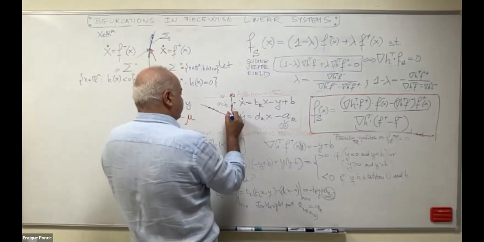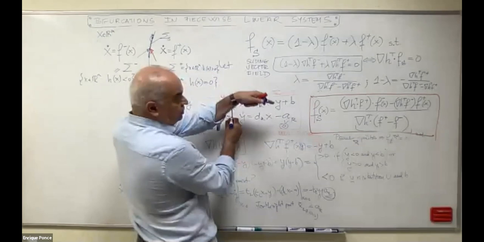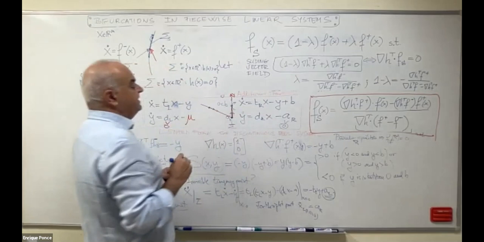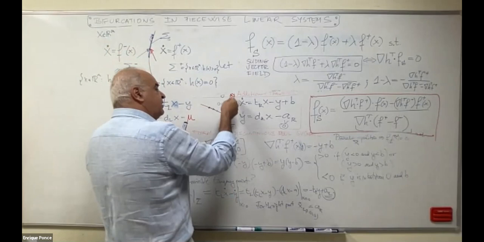Maybe you have that moving the parameter mu to positive values, this boundary equilibrium point, which is also a pseudo equilibrium point, moves along the sliding set. And this is the persistent scenario. The equilibrium becomes a boundary equilibrium and then a pseudo equilibrium.